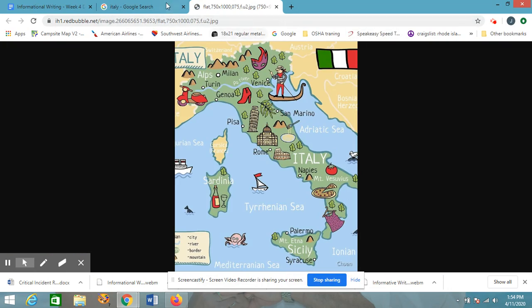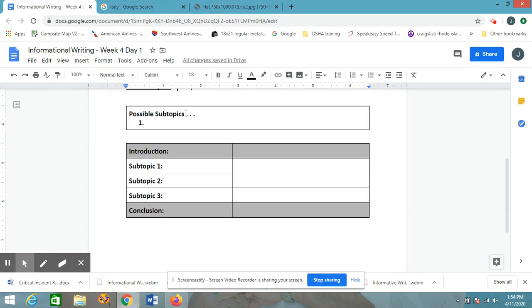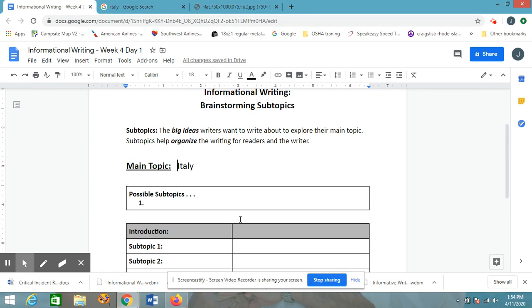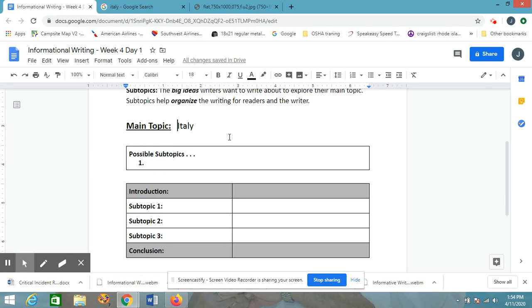So, say I want to write about the country of Italy. Now, that's a big topic. Like, I could write about anything. What do I want to write about Italy? I could write about art. I could write about people. I could write about places in Italy. I could write about food from Italy. I could write about anything, the history of Italy. So I want to just write about Italy in general, like an informational overview of the country.